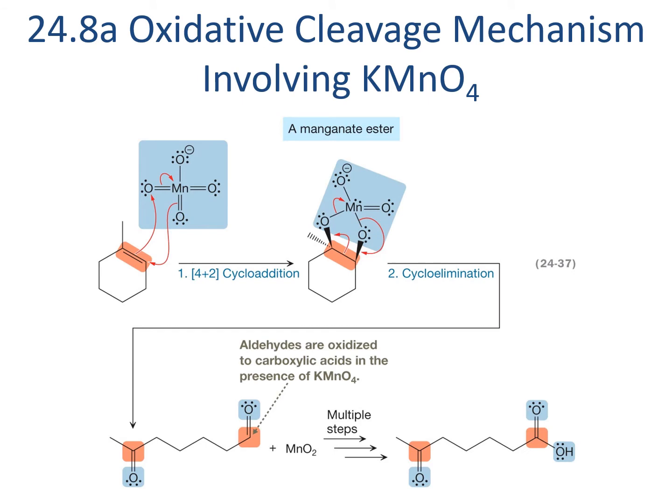The initial mechanism is exactly what we saw for osmium tetroxide, again a 4+2 cycloaddition. However, the permanganate can also be removed by cycloelimination. This step doesn't change the manganese formal charge, but is a reduction in oxidation state. Although the aldehyde is initially formed, the aldehyde is easily oxidized with any excess permanganate, and the carboxylic acid is ultimately the product that forms.